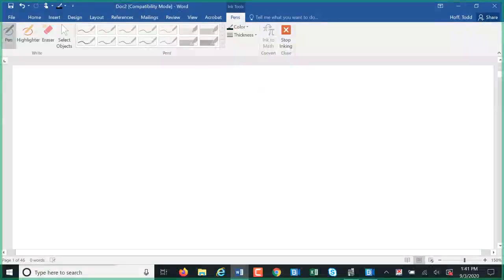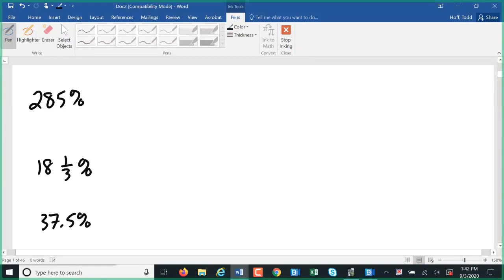In your notes, I'm going to have you try a few here. Let's do 285%, 18 1/3%, and 37.5%. Convert those three into fractions, into that fraction or ratio form in your notes, and we'll talk about them here in just a couple minutes.